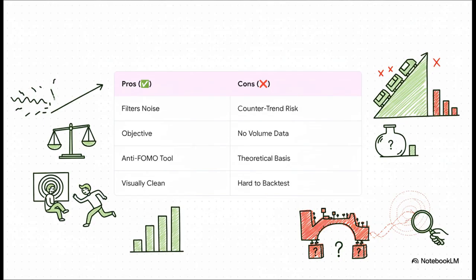The pros? It filters out so much noise, it's completely objective, no repainting, and it's a fantastic anti-FOMO tool. Plus, your charts stay clean. The cons? Well, in a runaway freight train of a trend, it can give you a false signal, it doesn't look at volume, and because those lines disappear, it can be a little tricky to backtest visually.